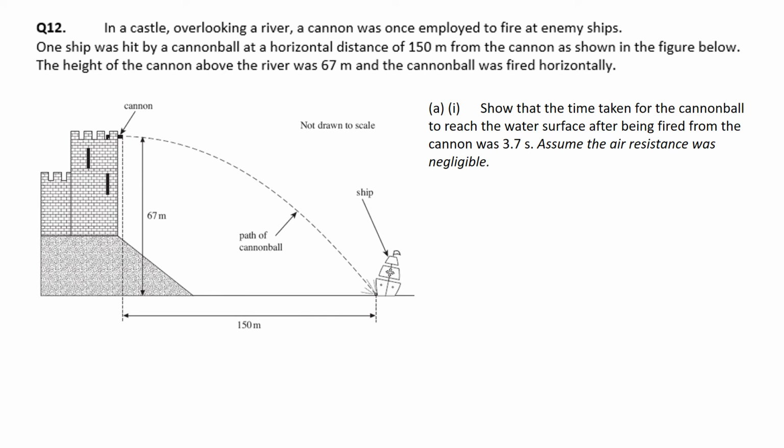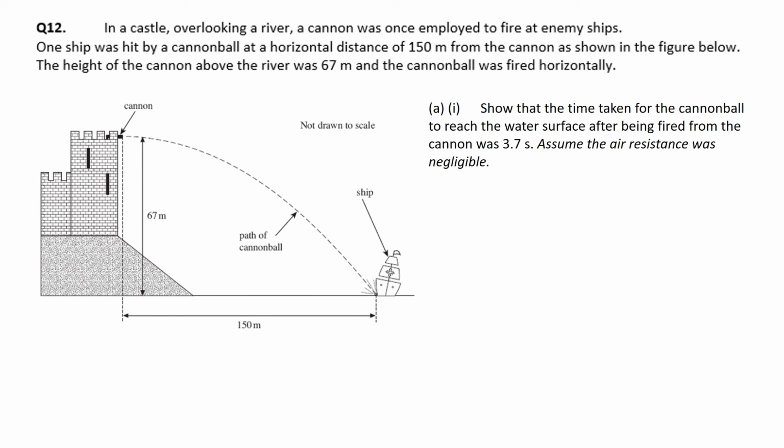Okay, so now we're going to do some projectile motion with cannonballs. So we're in a castle. We've got a cannon and we're firing at enemy ships that are presumably trying to attack. The horizontal distance to the ship is 150 meters, and it's 67 meters downwards to the water. So show that the time taken for the cannonball to reach the water surface after being fired from the cannon was 3.7 seconds, ignoring air resistance.